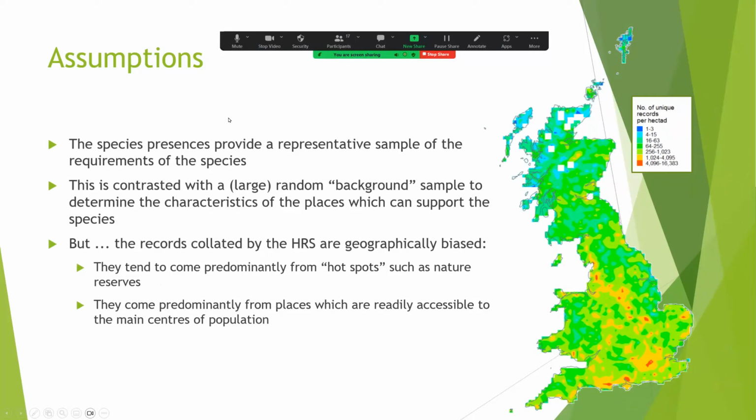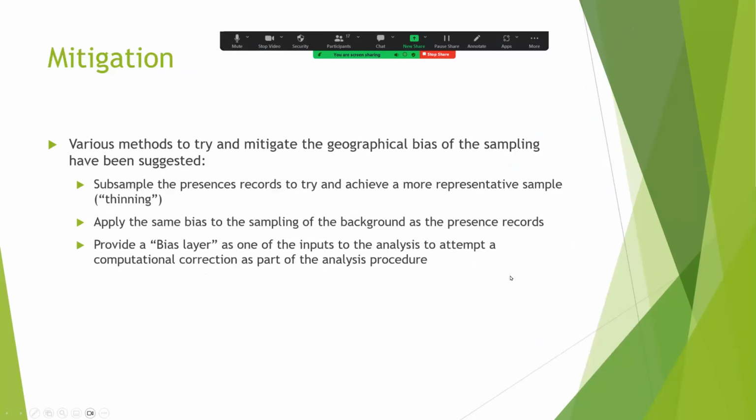And you can really think that instead of a set of presences providing a representative sample of the requirements of the species, it's actually a sort of joint distribution which will represent hotspots, because that's where people tend to go to find hoverflies, nature reserves and so on. And secondly, the road system, because that's what people use to access places. So it's not really a very representative sample of the background.